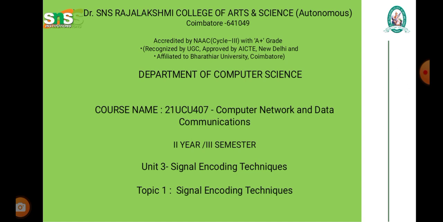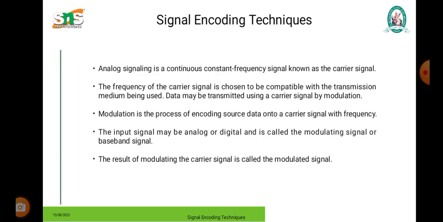Now we are going to discuss signal encoding techniques in computer networks and data communication. So let's discuss. Basically, signals are classified into two types: analog signal and digital signal. An analog signal is a continuous constant frequency signal, and it is also called a carrier signal.